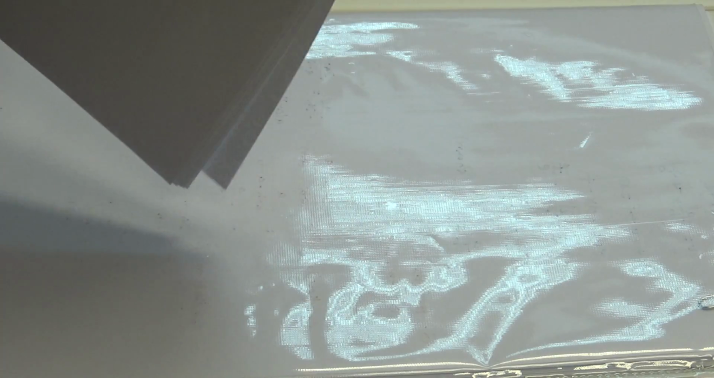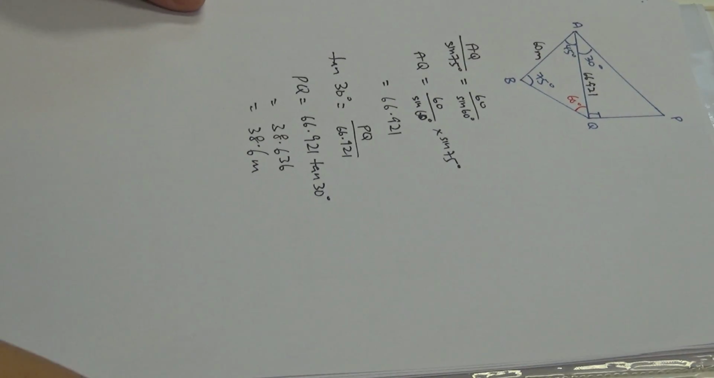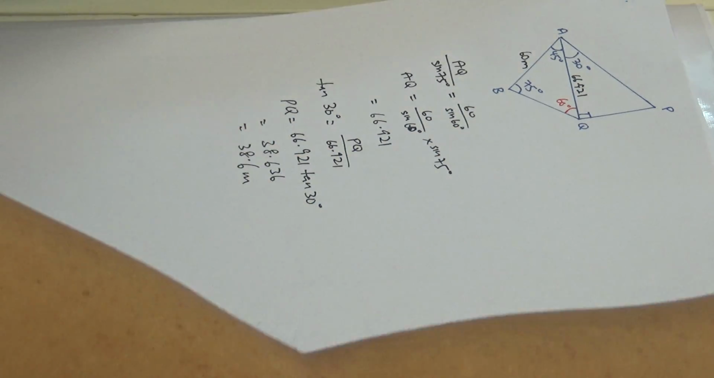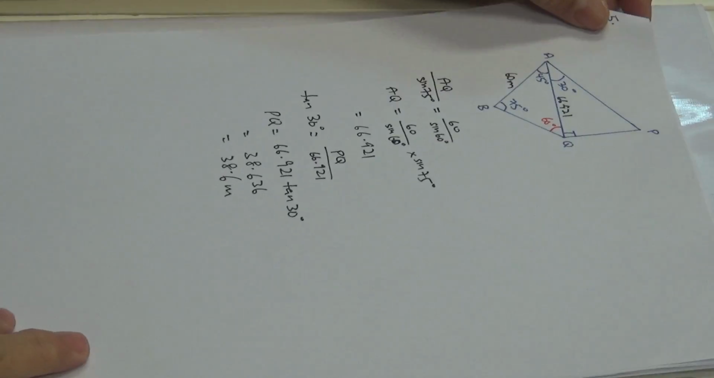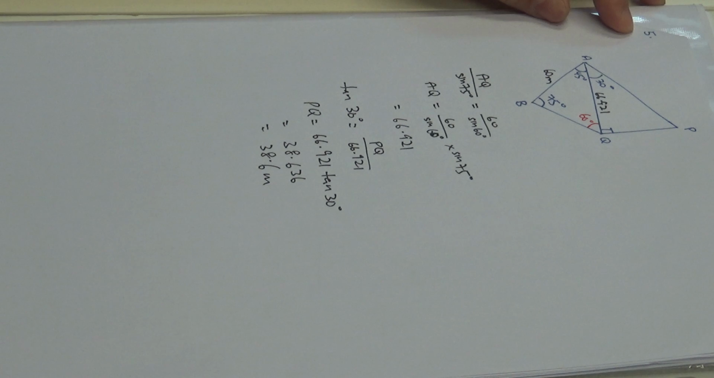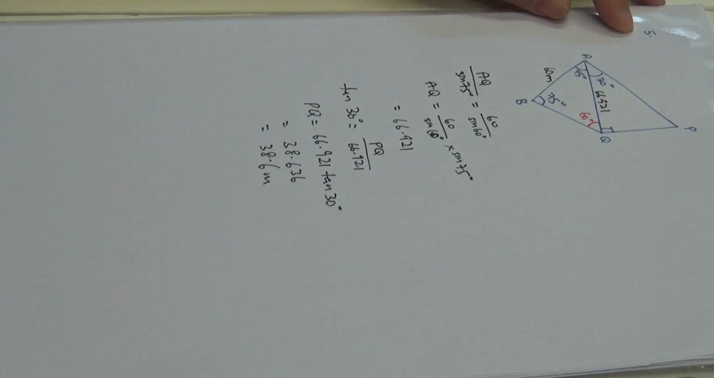Now we move on to question number 5. Okay, let's take a look at question number 5. The question says, in the figure, the angle of elevation of the top of a vertical tower PQ from a point A is 30 degrees. Given that Q, the foot of the tower, is on the same horizontal plane as A and B, and that AB is 60 meters, angle BAQ is 45 degrees, angle ABQ is 75 degrees, find the height of the tower.